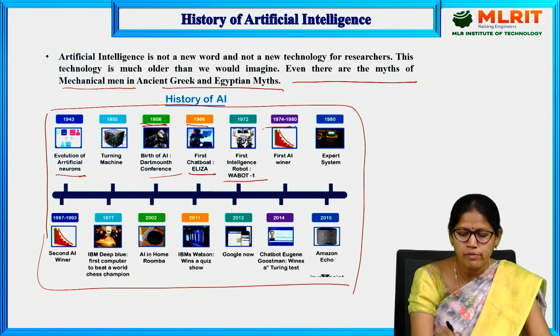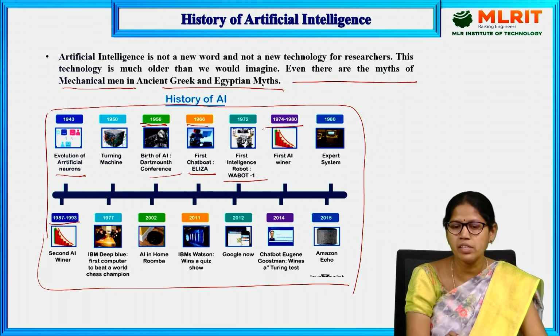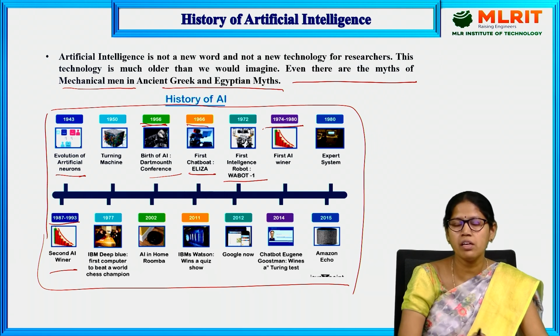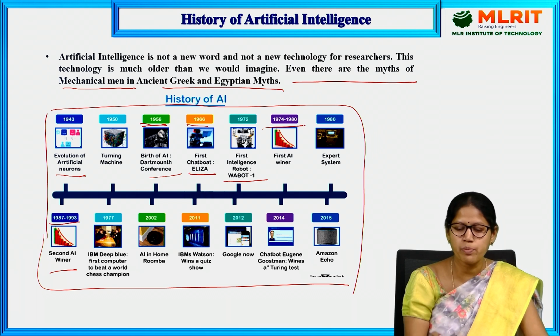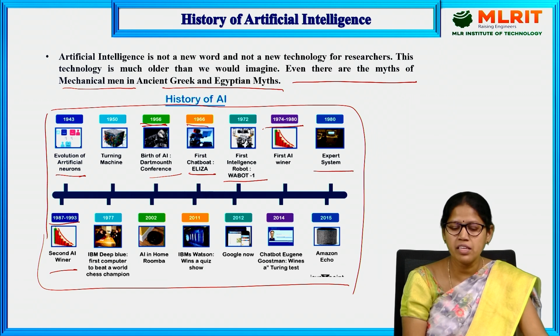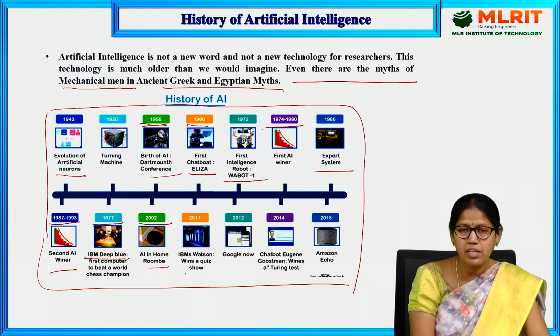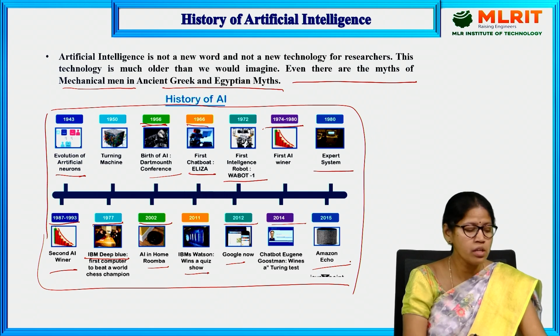The periods 1974 to 1980 and 1987 to 1993 are the two AI winters, the first AI winter and the second AI winter. In these two periods, researchers slowed down their research, and the government also stopped funding towards artificial intelligence projects. In 1980, there were expert systems. In 1997, IBM Deep Blue, and in 2002, Roomba. In 2011, there was a quiz show. In 2012, Google Now, in 2014, chatbot, and in 2015, Amazon Echo. We'll look at this step by step.